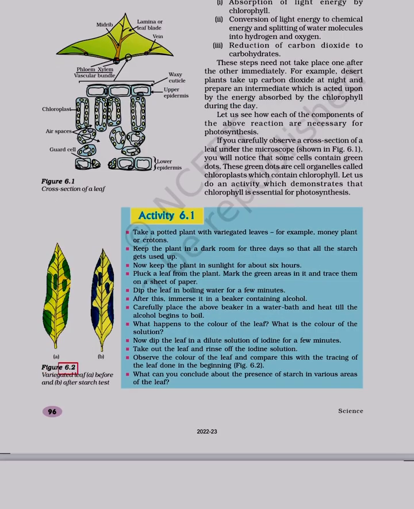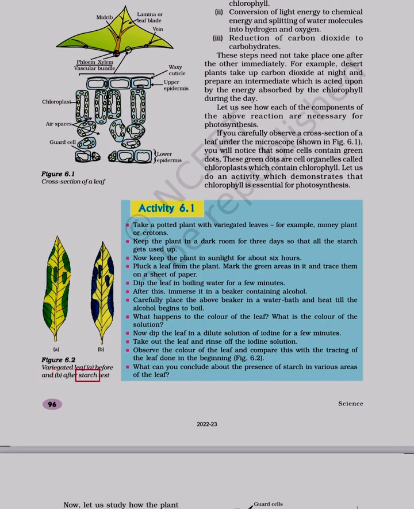Figure 6.2. Variegated leaf before and after starch test. Take a potted plant with variegated leaves, for example, money plant or crotons. Keep the plant in a dark room for 3 days so that all the starch gets used up. Now keep the plant in sunlight for about 6 hours.